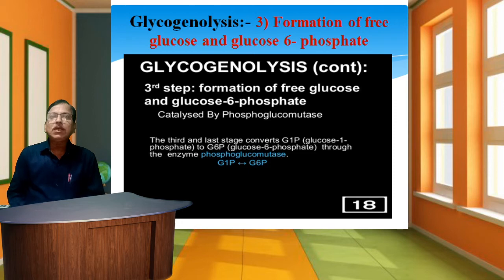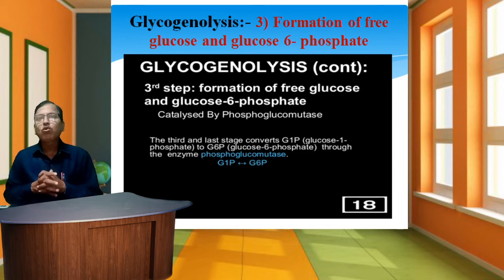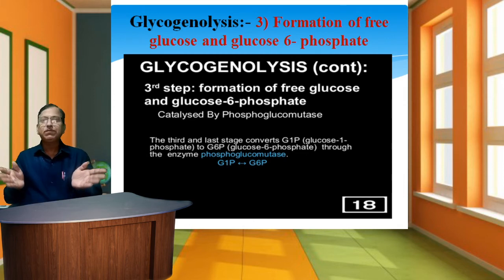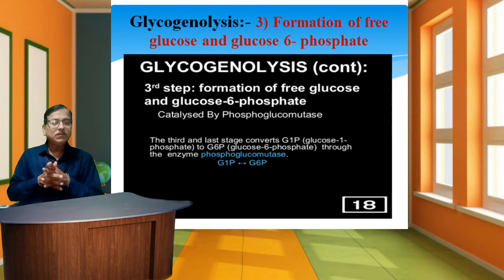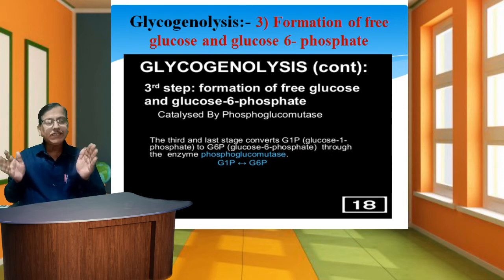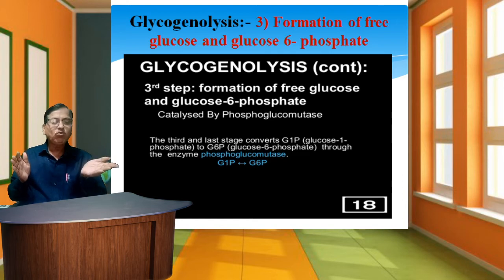The third step of glycogenolysis is the formation of free glucose and glucose 6-phosphate. Through the combined action of glycogen phosphorylase and debranching enzyme, glucose 1-phosphate and free glucose are produced in a ratio of 8:1.